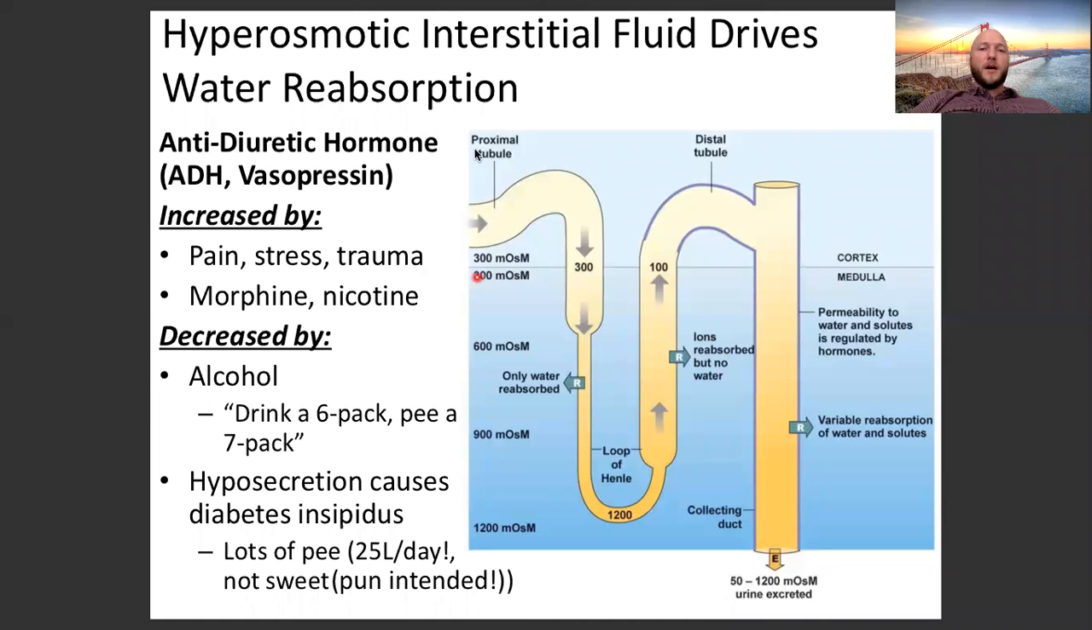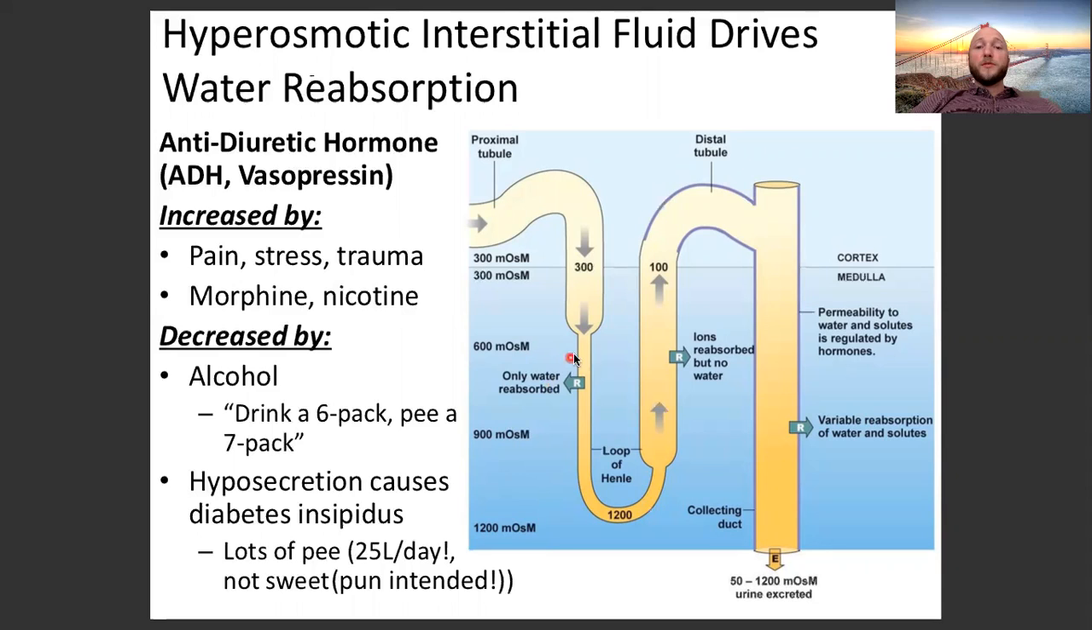So hyperosmotic interstitial fluid drives water reabsorption. So what does that mean? Well, you can see here that the descending loop of Henle allows water to leave. Within the tubule, it's about 300 milliosmoles. Outside, where the loop of Henle goes down into, it's about 600, 900. The deeper it goes, the higher the osmolarity outside of the tubule.